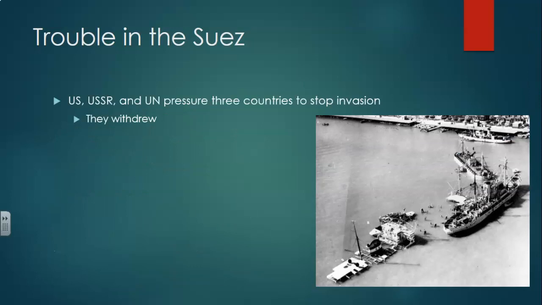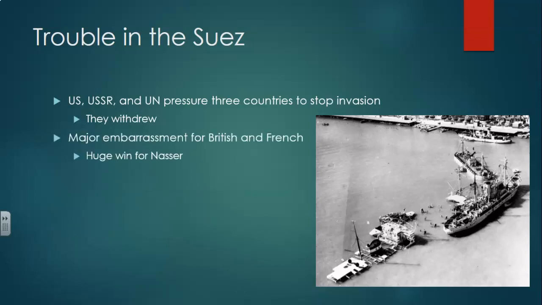Now, the United States, USSR, and the United Nations are going to pressure these three countries to stop their invasion, okay? And these countries are going to withdraw. You can see here in this picture these ships that Nasser sunk to block the Suez Canal from anyone going through. This is going to be a major embarrassment for the British and the French. Okay? The British and French get involved in this conflict, and they're basically told to stop it, knock it off, you're being embarrassing. And they're incredibly humiliated by this.